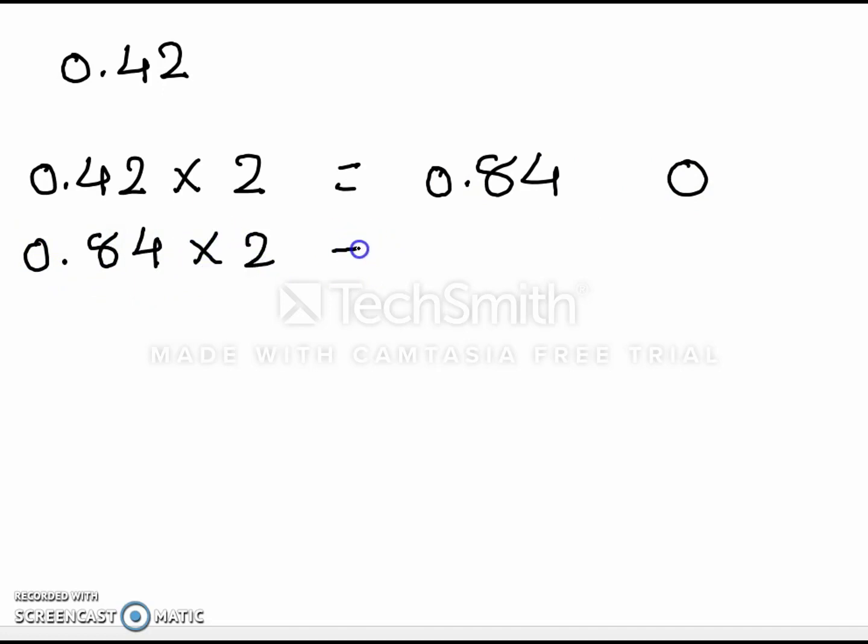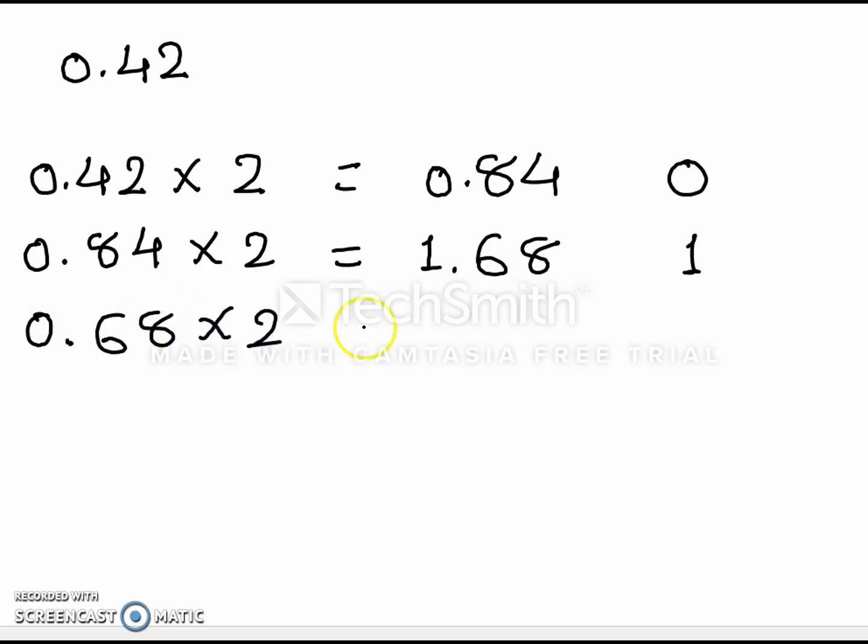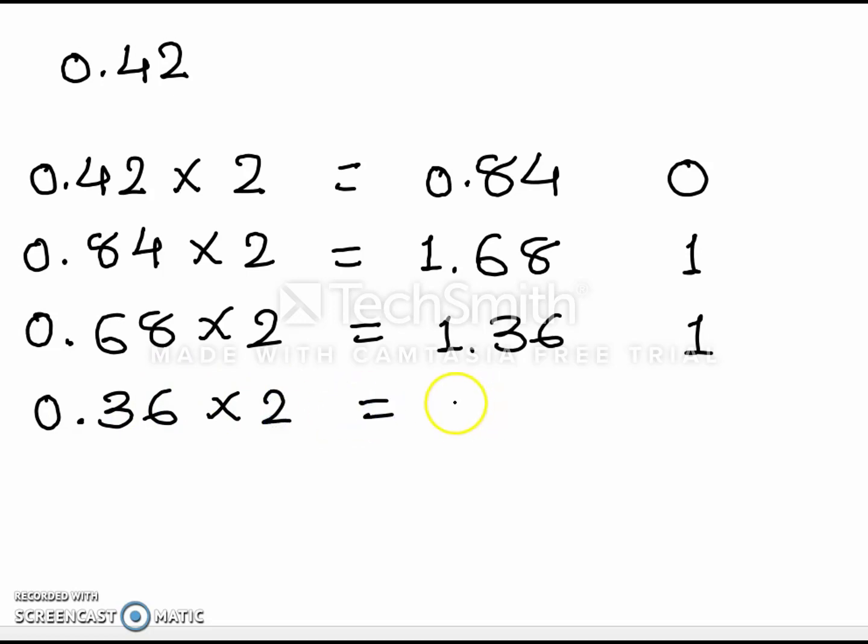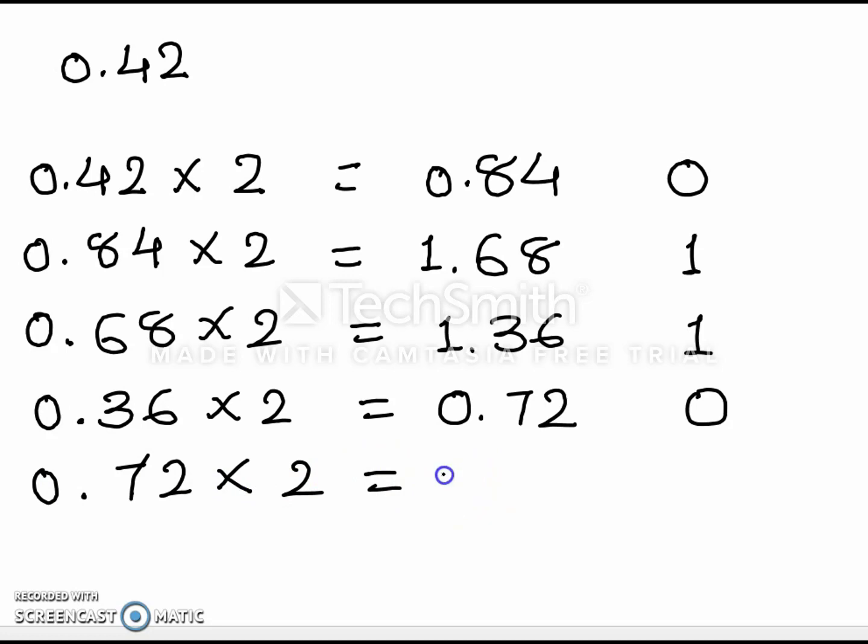0.84 into 2 is equal to 1.68. Here the integer part is 1. Now here we have to consider only the fractional part. So 0.68 into 2 is equal to 1.36. The integer part is 1. Here we only consider 0.36 into 2, 0.72. The integer part is 0, that's why 0. 0.72 into 2 is equal to 1.44. The integer part is 1.